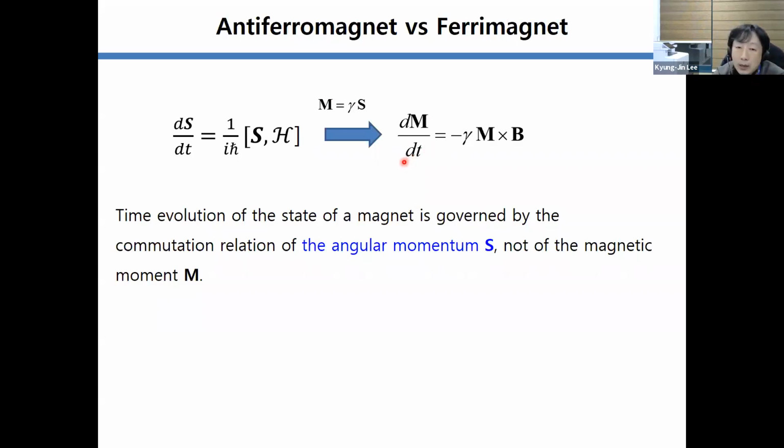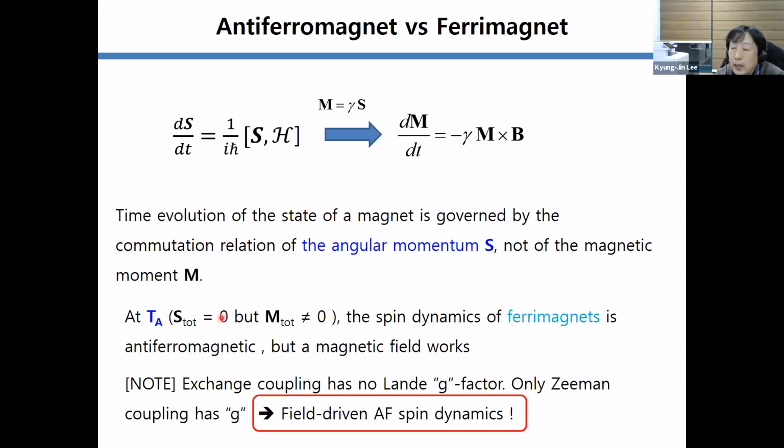In a single-element ferromagnet it does not make any change because S is just M multiplied by a constant. But in a ferrimagnet it's different because at Ta, the total S is 0, but the total M is non-zero. So the spin dynamics of the ferrimagnet is antiferromagnetic at Ta, but a magnetic field works. And as a result, field-driven antiferromagnetic spin dynamics is possible.